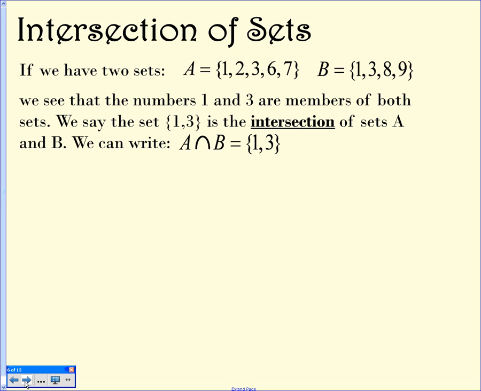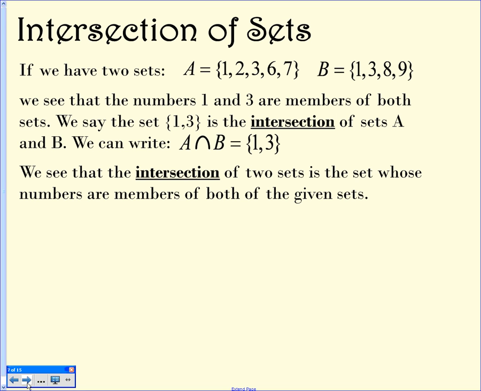The intersection of the two sets is the numbers that they both have. It's whatever members both of them have. Y'all understand intersection?